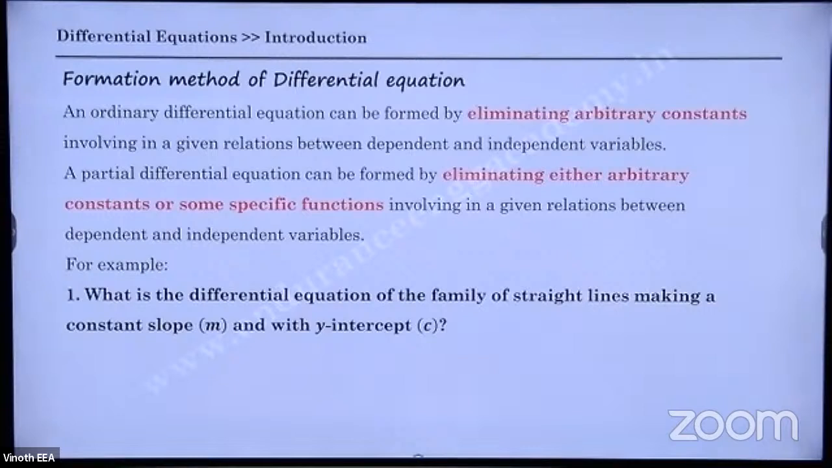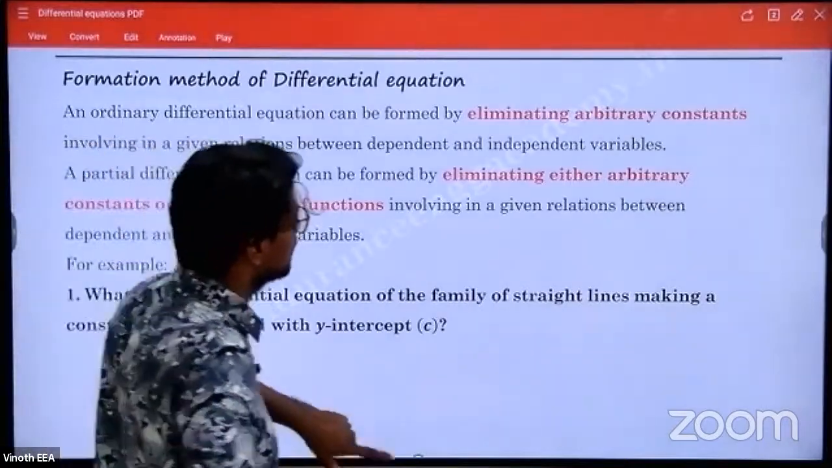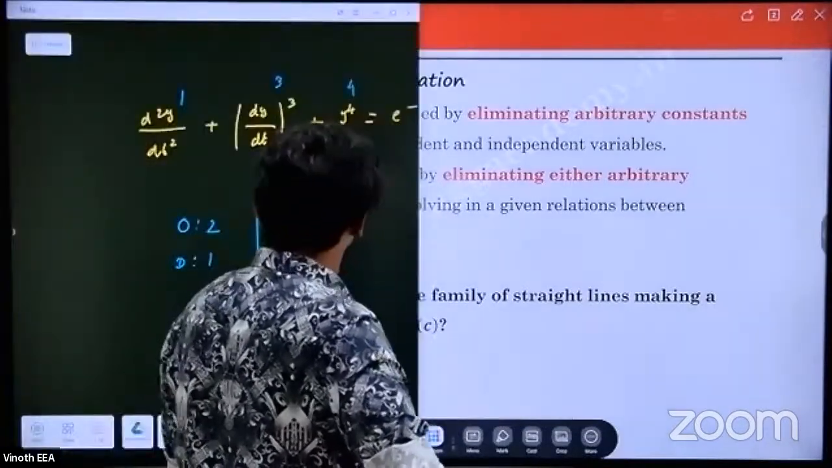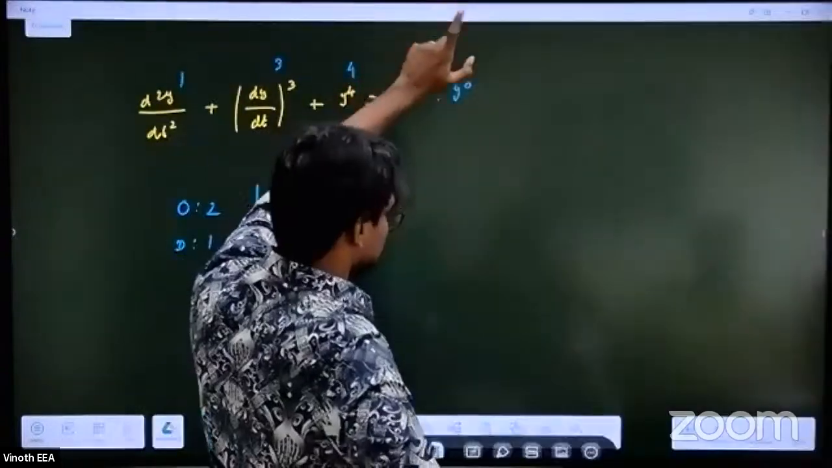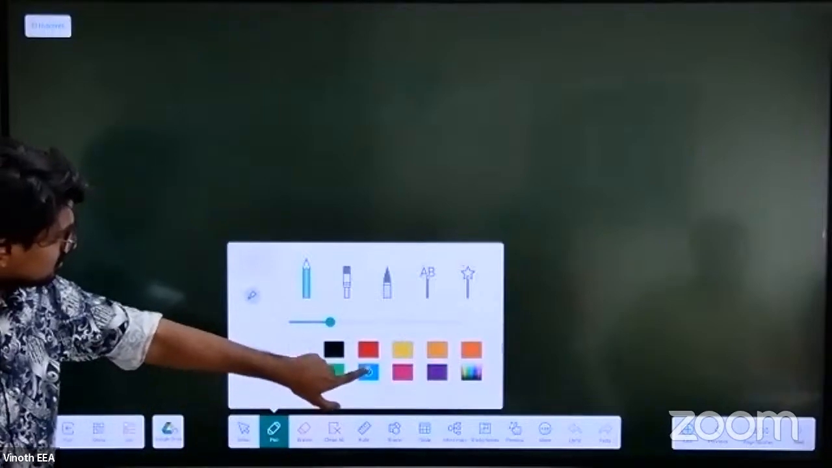Okay. See, just this question: differential equation of a family of straight lines making a constant slope m with a y-intercept. I will just keep this question as it is. Okay, fine. The question is what? I need to form a differential equation. The question is I want to form a differential equation by keeping the slope as constant and the other arbitrary, or fixed.